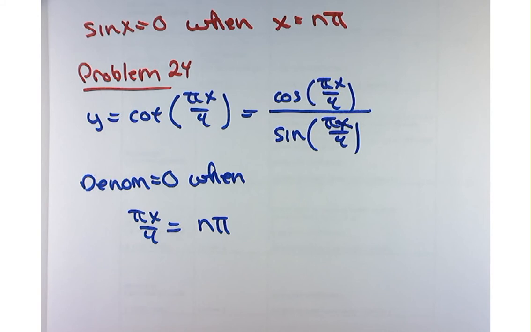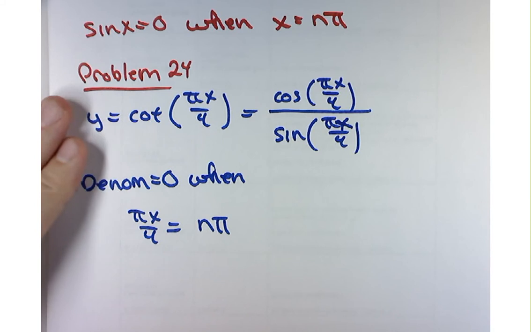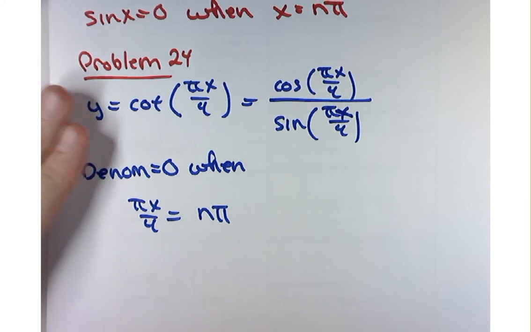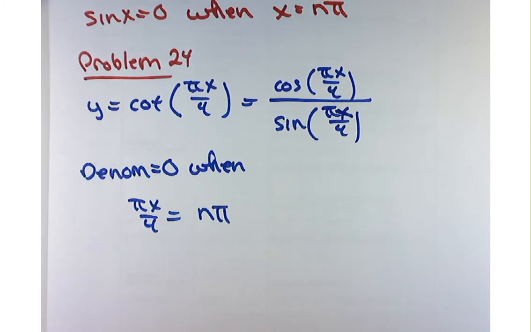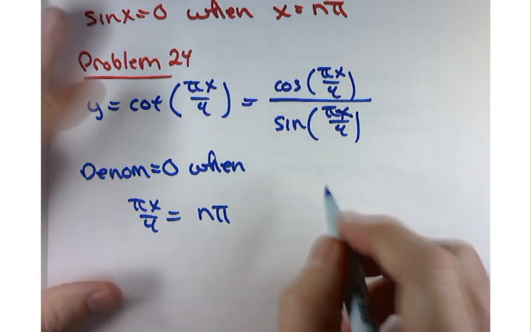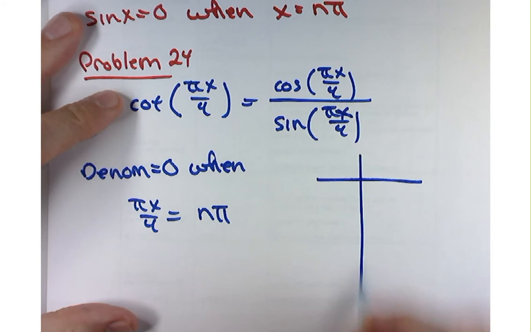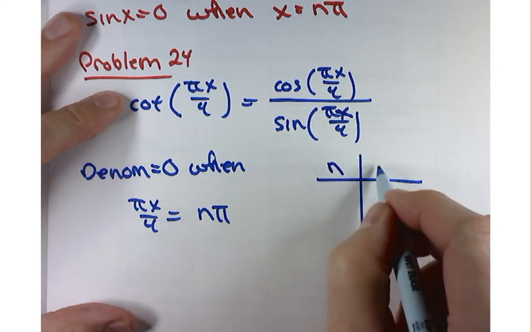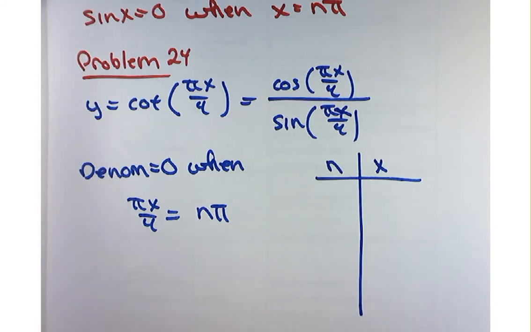So see if you can solve for x. If you're watching this later at home sometime, pause the video, solve for x. Do a little table of values. Plug in values for n, get values for x. Try and predict where your vertical asymptotes are going to be.